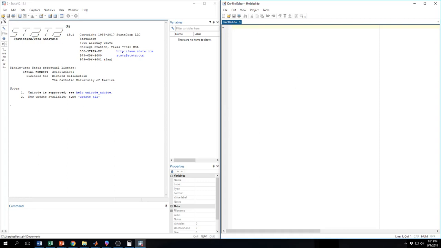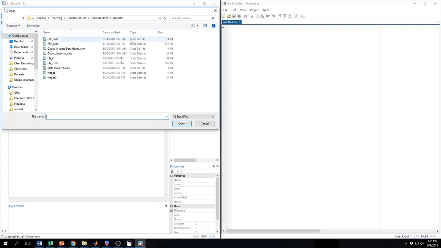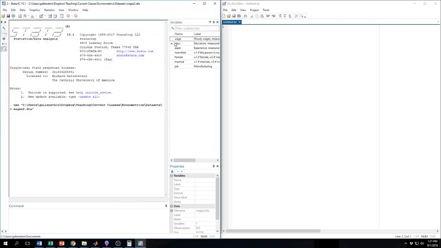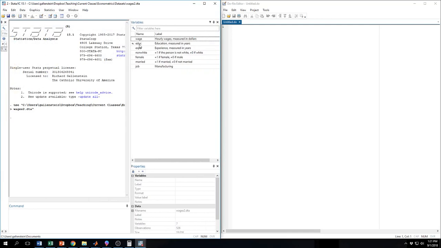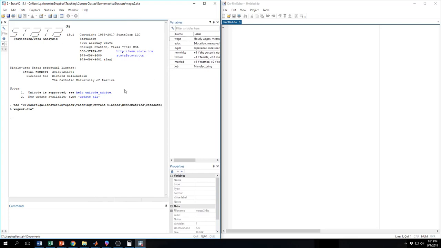Okay, now I want to import my data. I'm using wages 2. Very similar data set to the wages data I used in the last lecture. Let's open that up. We got wage, education, experience, non-white, female, married, and I added this one since last time. It's called job. It's what sector the job that you're in is.